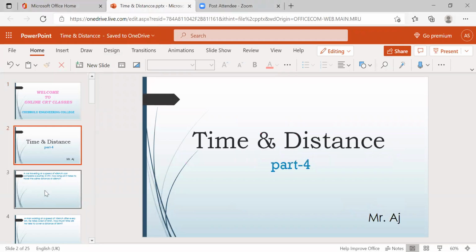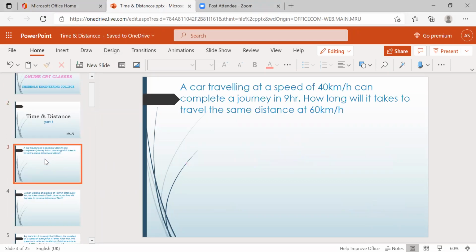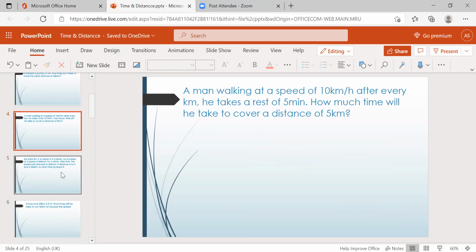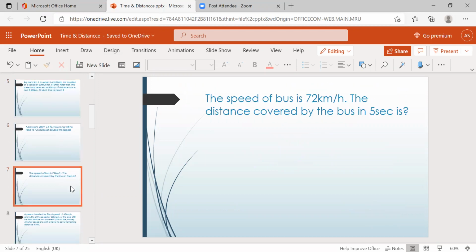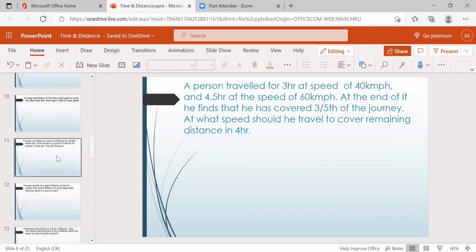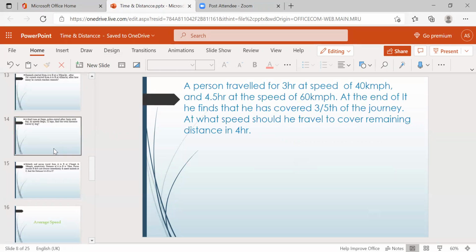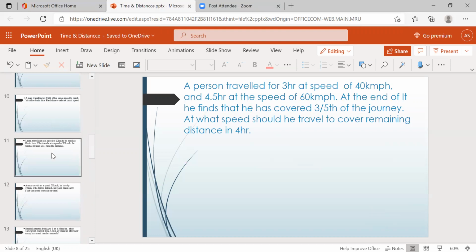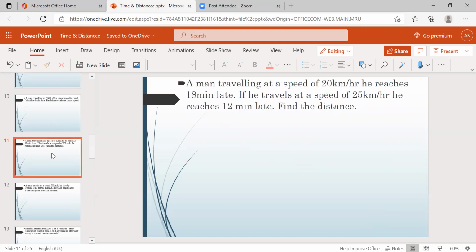So previously we discussed the basics of time and distance. What is speed? What is time? What is the relation between time, speed, and distance? And basic problems. After that, we found the difference in time, so usual time and usual speed we find out, right? Now we're continuing that, and the remaining important questions we'll discuss today.